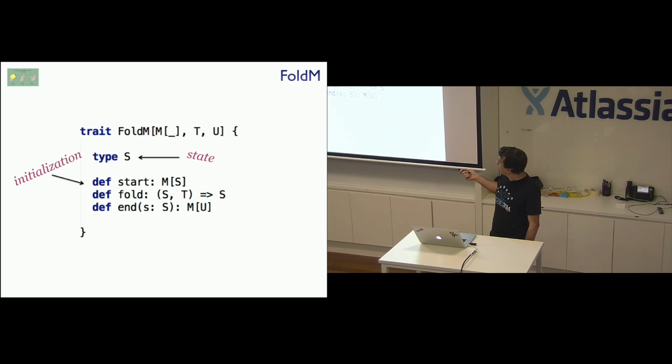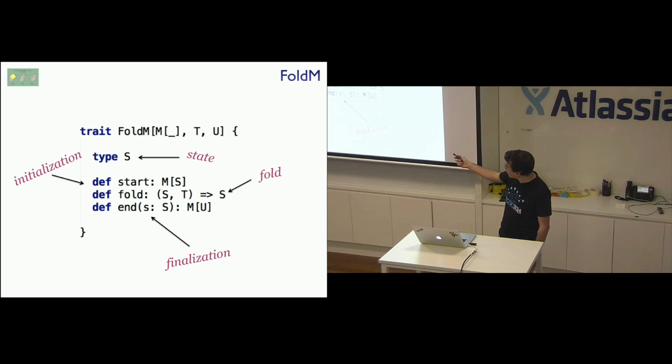Then you need to initialize your state with the start value. This is the fold method. So the fold method is simply taking the existing state and the current element, returning a new state. And finally, sometimes you need to finalize the value, make it a final useful value. And this is why you have the end method here.